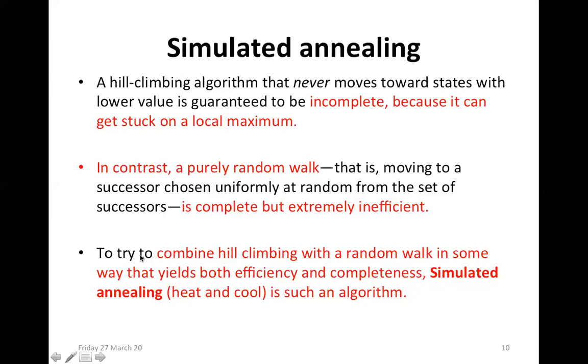So basically, the third point is saying that we want to try to combine hill climbing with a random walk in some way that yields both efficiency and completeness. So what do we want? We want to combine the basic hill climbing algorithm and the random hill climbing. We can simply call it random hill climbing, because if we can combine them, then what will we get? We will get the efficiency, and our algorithm will also be complete.